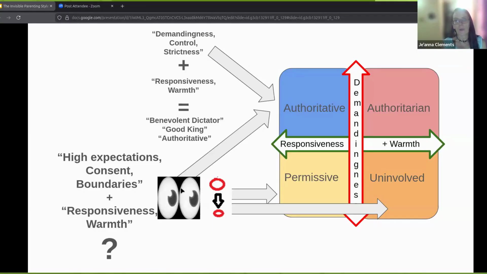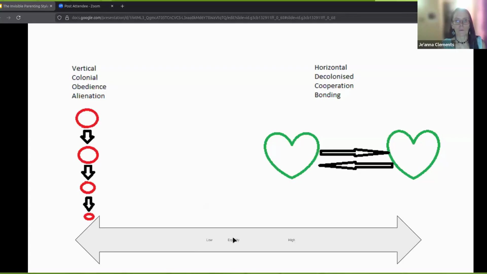It's away from authoritative. You're heading into permissive or into neglectful, simply because this parenting style is invisible and it doesn't actually fit on this map. So where does it fit and what's the explanation?